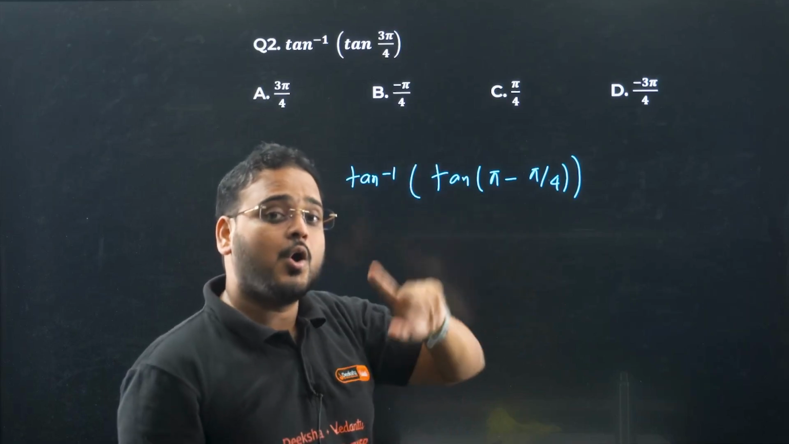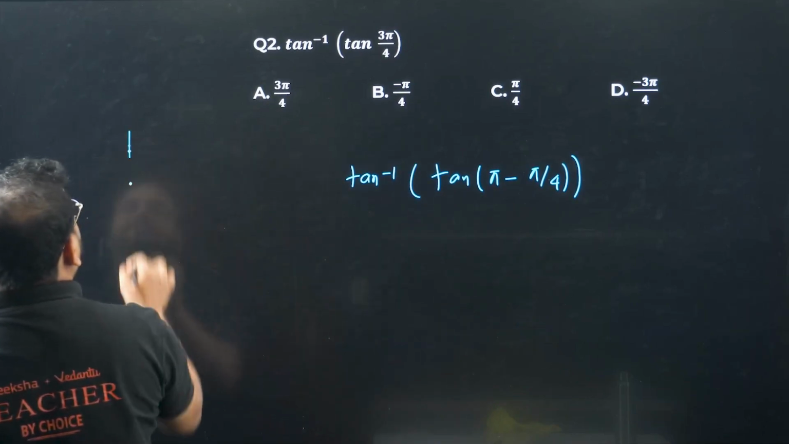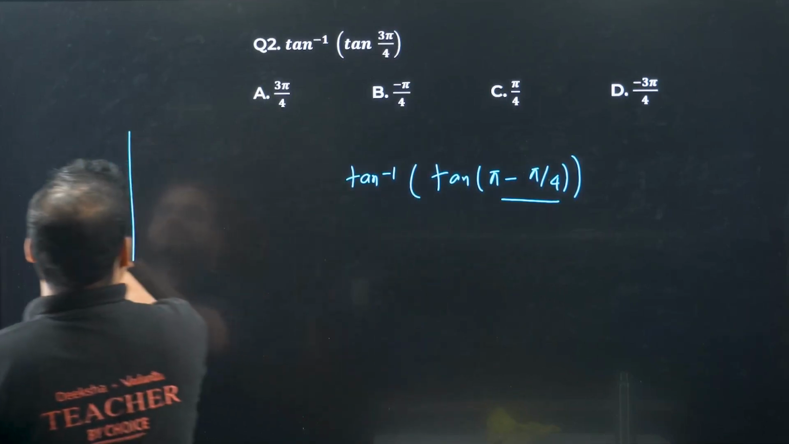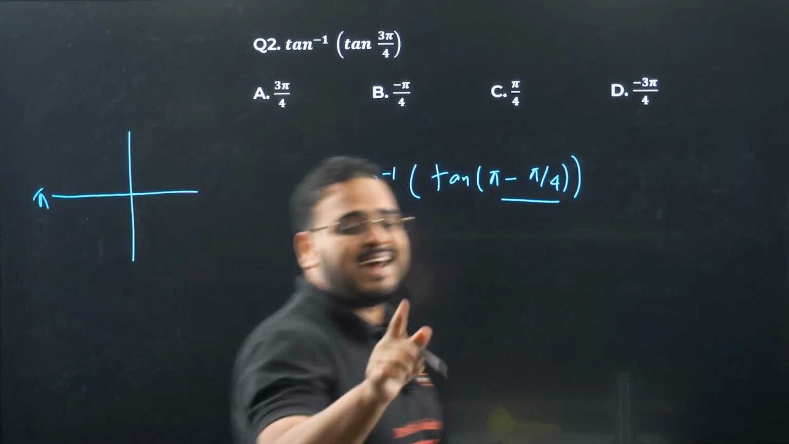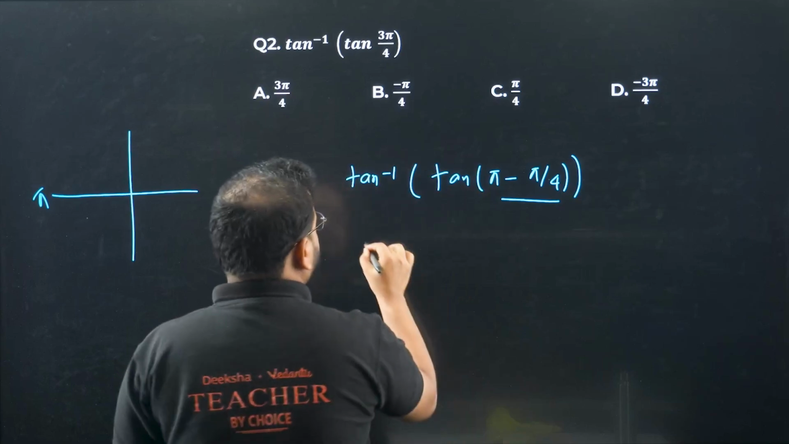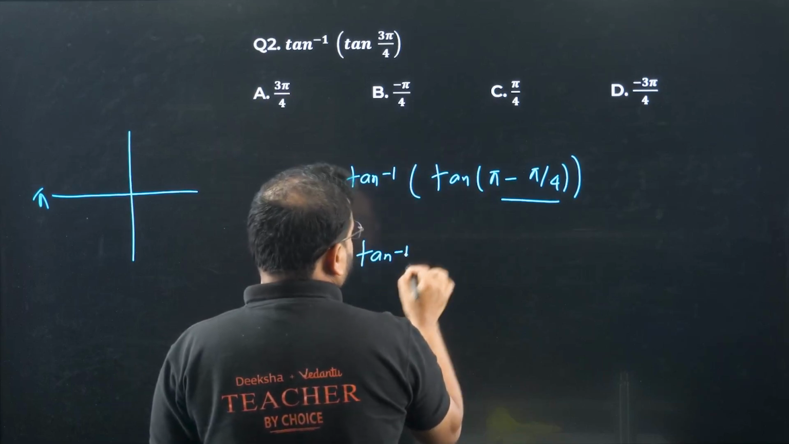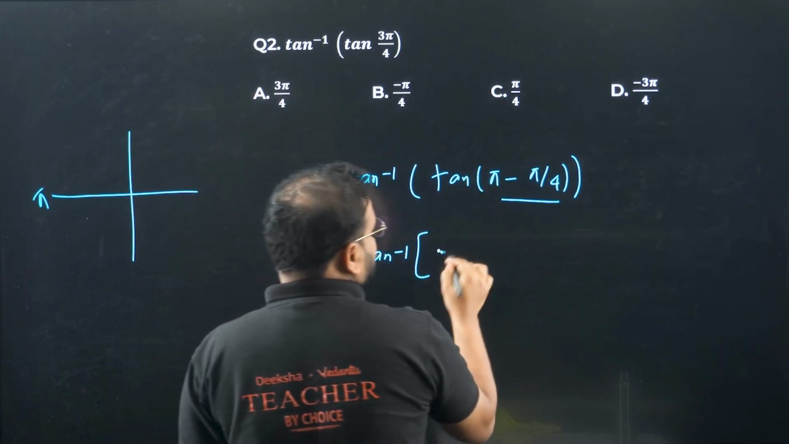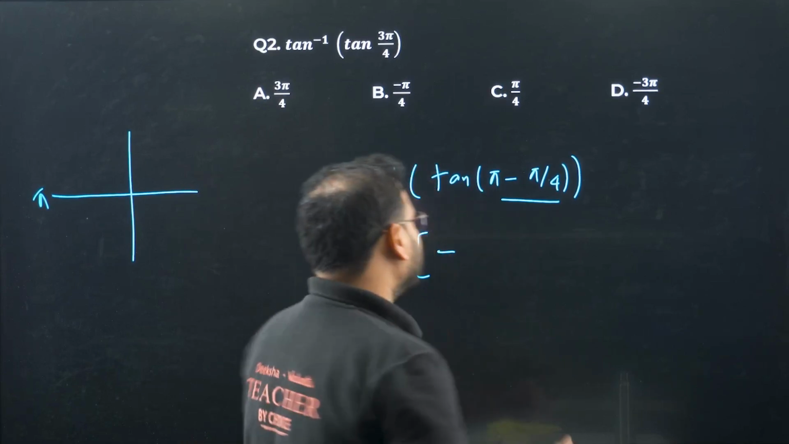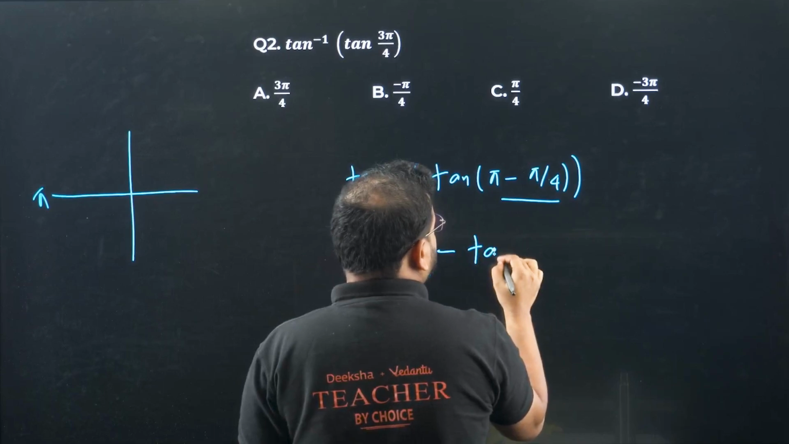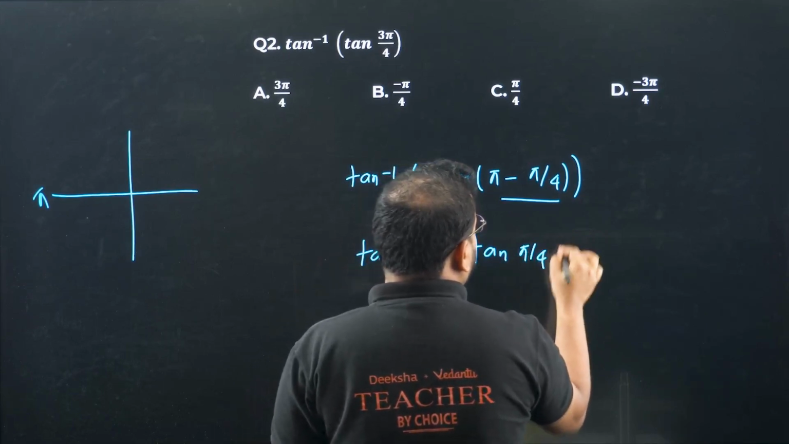Now I'm going to use the quadrant rule. Which quadrant is the angle in? Second quadrant, sir. Pi minus pi by 4 is in the second quadrant. Tan is negative in the second quadrant. Tan inverse will remain as it is. This is negative, comes a minus sign. At pi, the ratio does not change. So it remains the same as tan pi by 4.